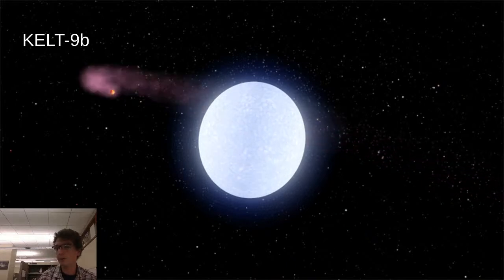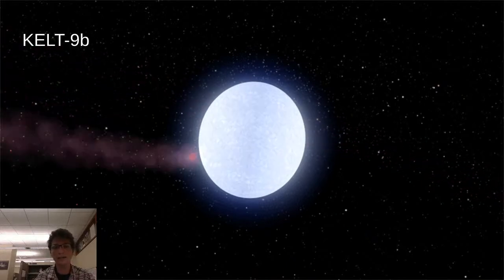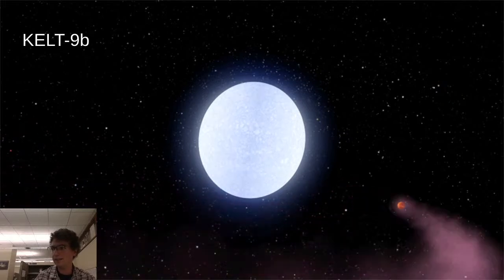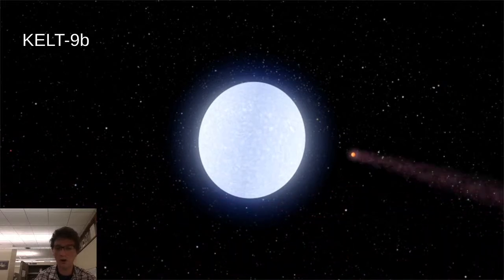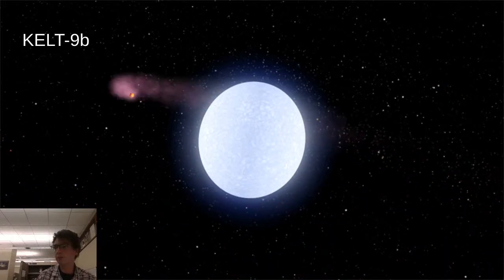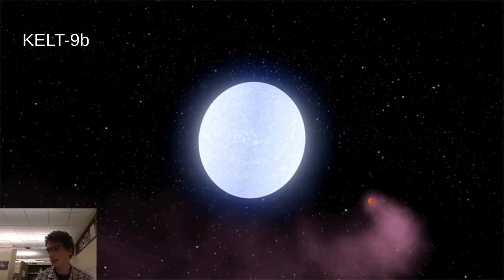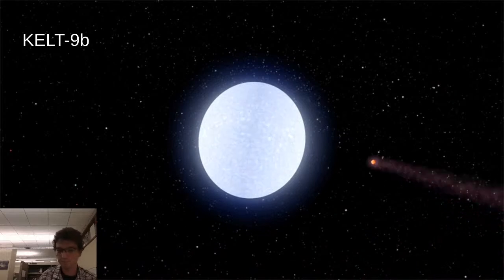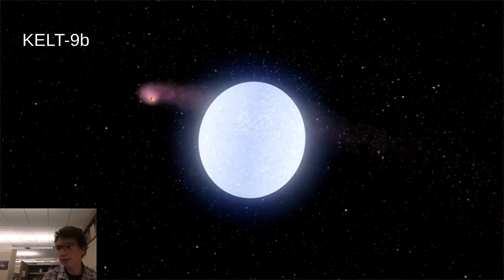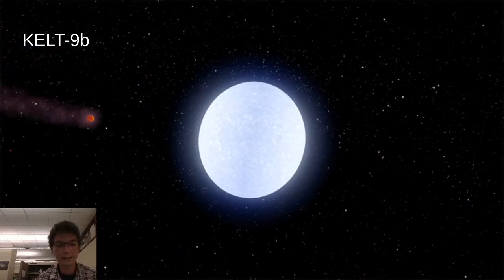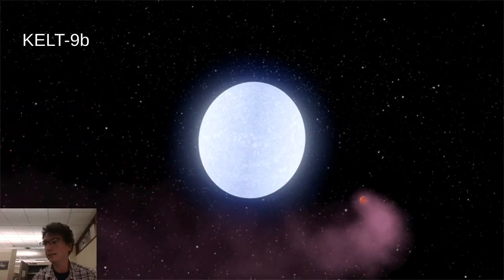Another planet that we've done this for is KELT-9b. This is the hottest known exoplanet. It is so hot that the surface of this planet is actually hotter than the surfaces of most stars in our galaxy. And we've measured a trail of material being blown away behind the planet, which is shown in this animation.